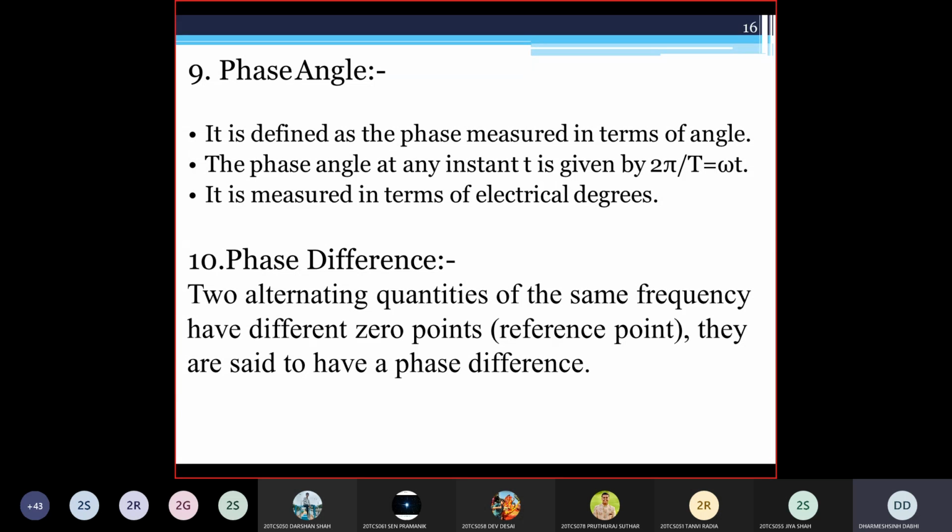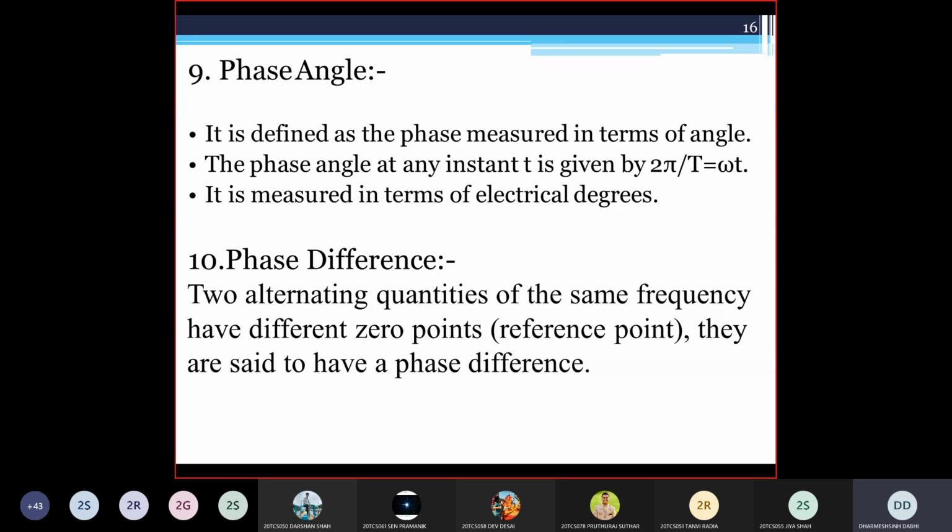As per the definition of phase difference, you measure the phase difference only and only of two alternating quantities which have the same frequency. So suppose two alternating quantities have 50 Hz frequency, then you can calculate the phase difference. The definition is that two alternating quantities of the same frequency have different 0 points. 0 point means reference point.